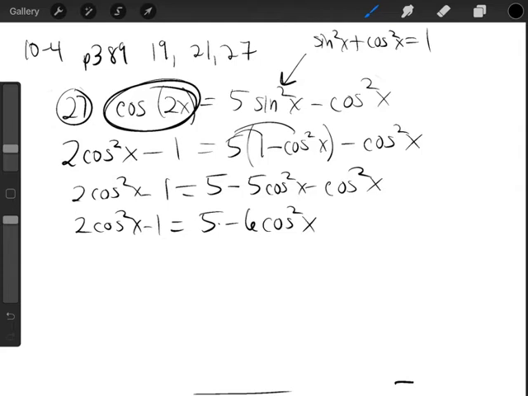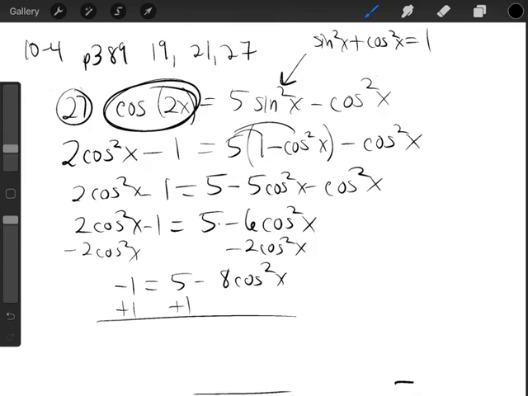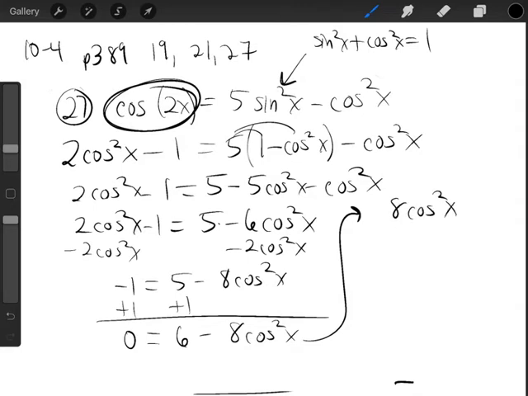And now I'm going to subtract 2 cosine squared x from both sides. I end up with -1 is equal to 5 minus 8 cosine squared x. Add 1, and we end up with 0 equals 6 minus 8 cosine squared x. All right, so let's take this and keep going a little bit. I'm going to add 8 cosine squared x to both sides and divide by 8.